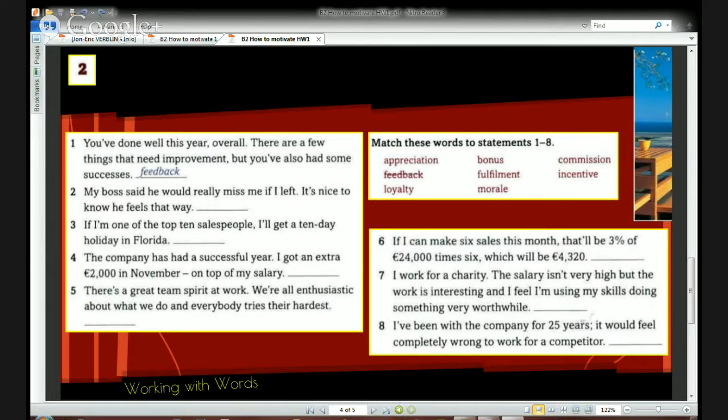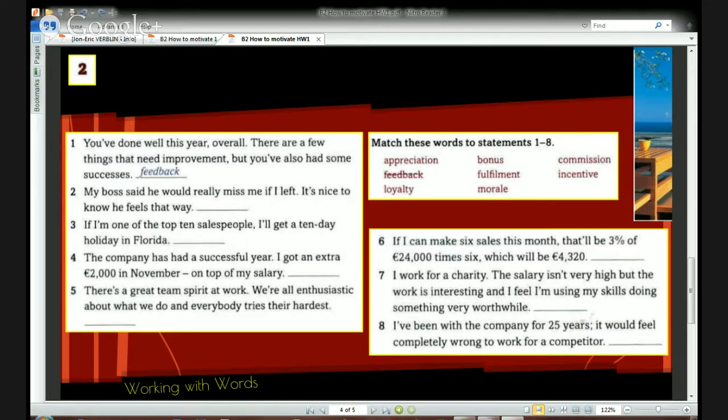Jason, number 2. If I'm one of the top 10 salespeople, wait, that's not number 2. That's number 3. Try number 2. Sorry. Yes, my boss said he would really miss me if I left. It's nice to know. Oh wait. Yes, that's one Yuki did. Sorry, I was confused. No, the example was number 1. That's why I got confused. You were right, Jason. Number 3. Sorry. If I'm one of the top 10 salespeople, I will get a 10-day holiday in Florida.